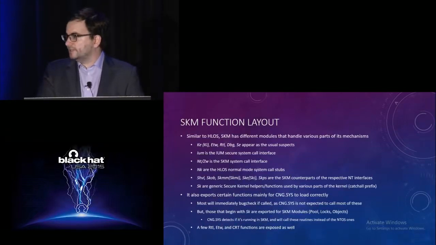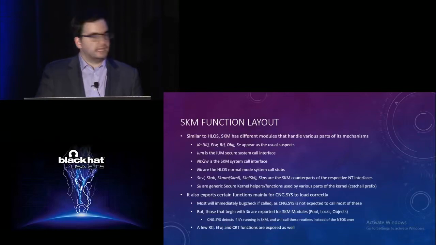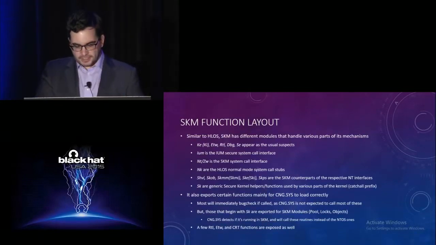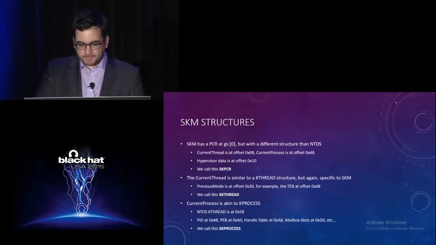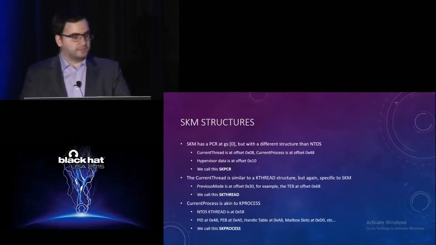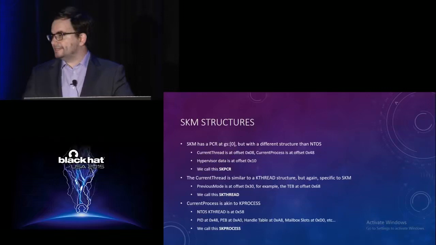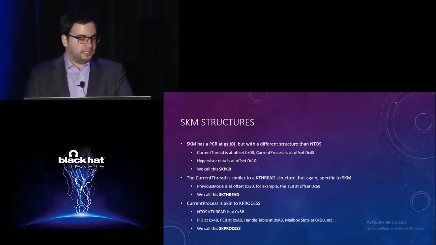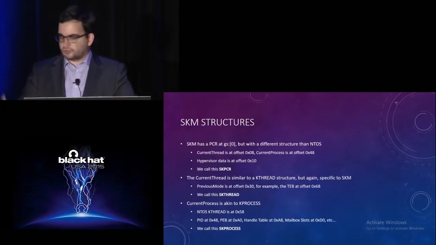It also exports some functions that cng.sys can load. So things like allocating from the pool are now managed through SKM. Some locking functionality is provided by the secure kernel as well. Now, if you're familiar with NT, you know there's a PCR at GS:0. Well, the secure kernel has a structure there as well, which we can call the SKPCR. Again, NT has a KTHREAD structure. Well, here we have an SK thread structure. So for every thread that's running in secure mode, there's a structure for that.